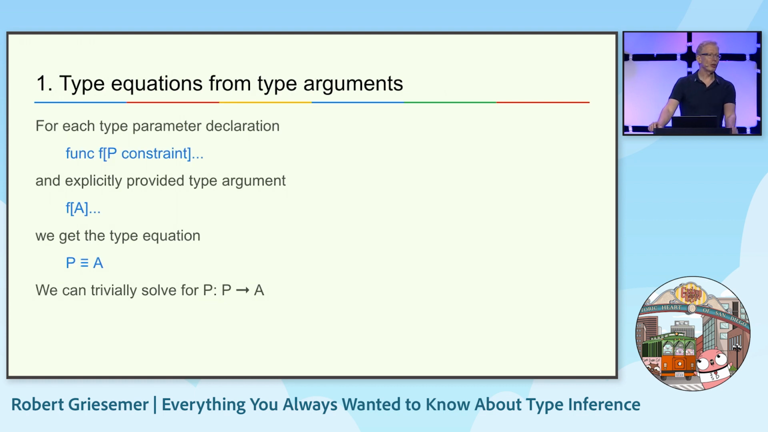So let's look at these three kinds of situations in turn. If a type argument is given explicitly, there's really nothing to do. We can still write down the respective type equation if we care for completeness, but in this case, the Go compiler simply substitutes the type argument throughout all the type equations, and the variables, the type parameters, disappear, and we can forget about them.